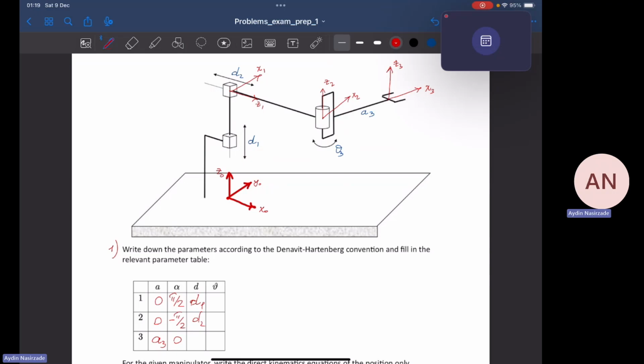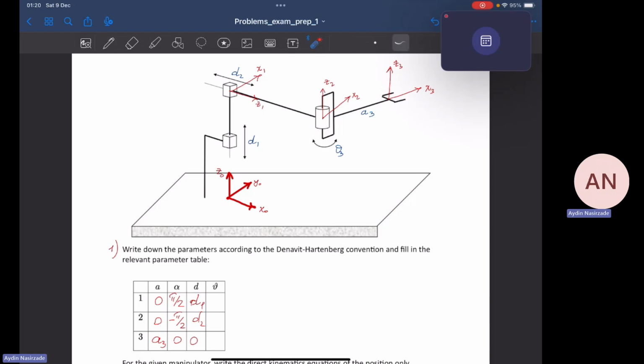Now let's ask the same question for the last one, so we are going to find d3. The question is, along z2, how much I have to translate the origin of the second frame to align it with the origin of the third frame? The answer is 0, because they are already aligned. Both of these origins are at the 0th point of the z2 axis, so there is no need for any translation along the z2 axis.